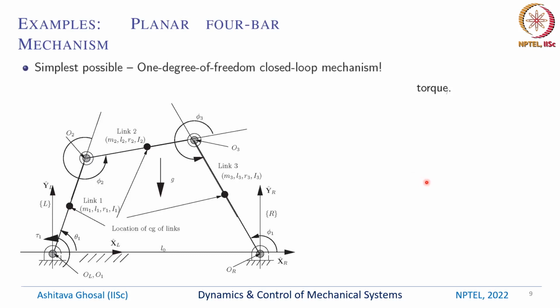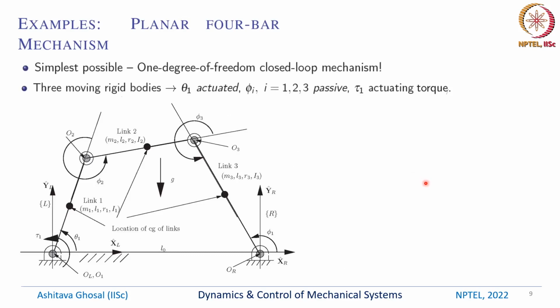Similarly, for the simplest possible closed loop mechanism, which is a 4-bar mechanism, we can derive the equations of motion. Remember, it is a 1 degree of freedom closed loop mechanism. There are 3 moving bodies, 1, 2, and 3. We have only one actuation, that is this torque τ1, and it is rotating θ1. The other 3 angles, φ1, φ2, and φ3, are passive. There is only one single actuating torque.